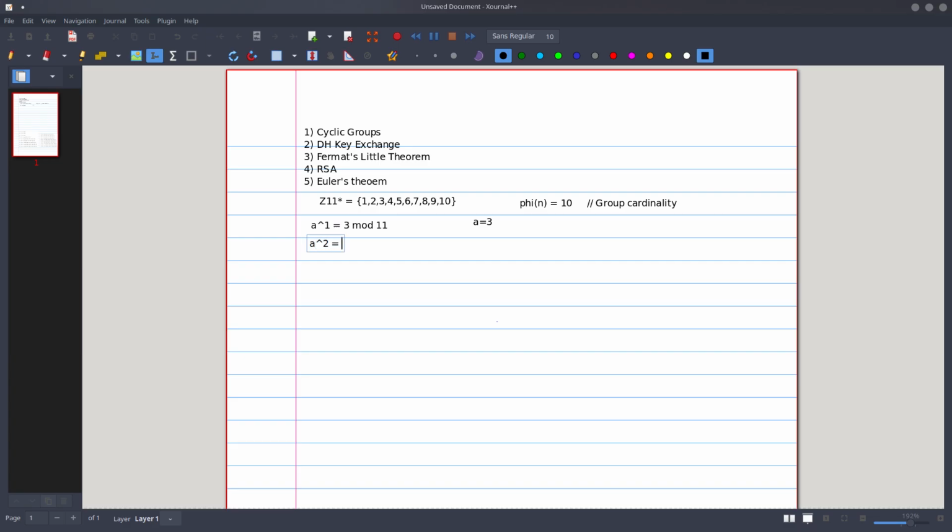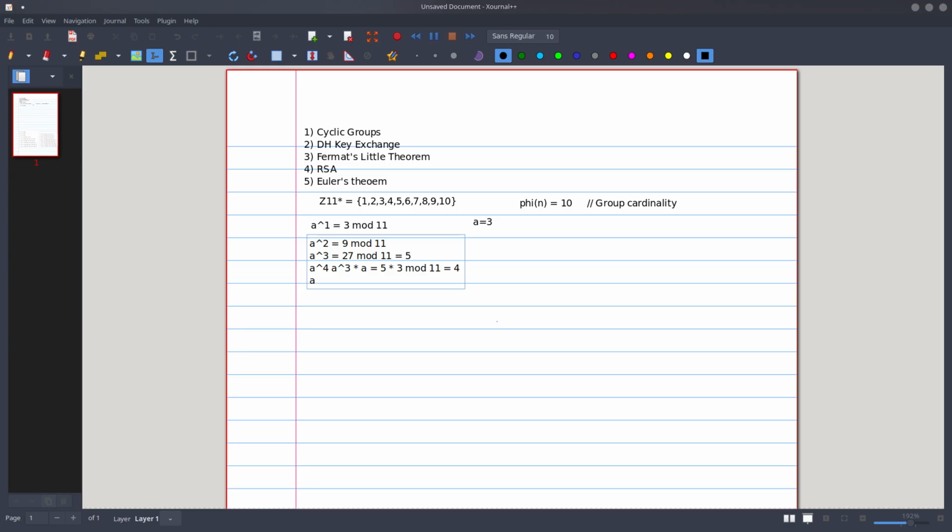And this should be very short, so I think this is 9 mod 11, fairly simple. a raised to the third, so that's 27 mod 11, so that's like 5, right? Yeah, that makes sense. And a to the fourth, well, what is that going to be? Well, that's just a to the third times a, which is equal to 5 times 3, right? Because we just computed a to the third as 5. And all reduced modulo 11, so this is just 4, right?